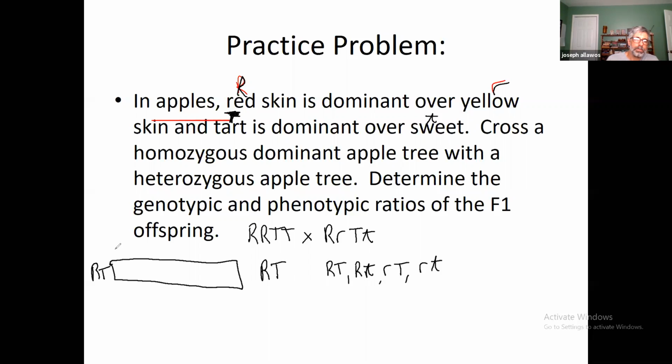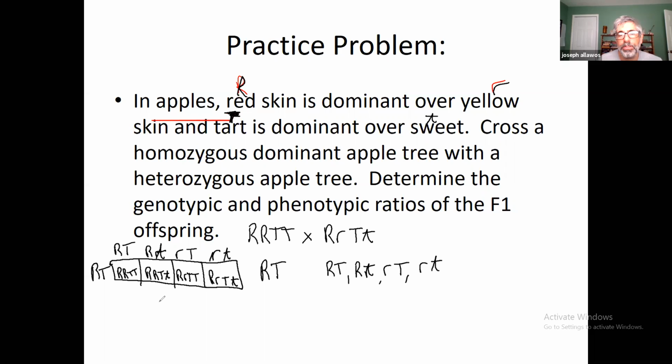Looks like this. Big R, big T, big R, oops, little t, little r, big T, little r, little t. Sorry, I'm not writing very well. I'm doing my best. Okay, so we get this rectangle because we had one gamete here and 4 here. Fill it in: big R, big T, big R, big T, little t, big R, big T, big R, big T, little t. Okay, check these out. Here's our 4 genotypes.